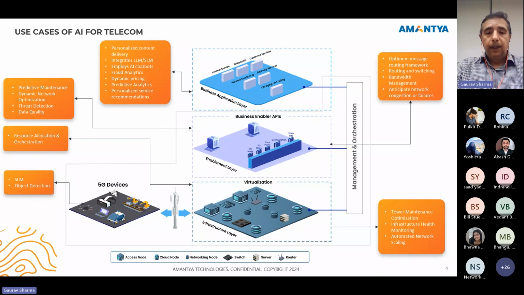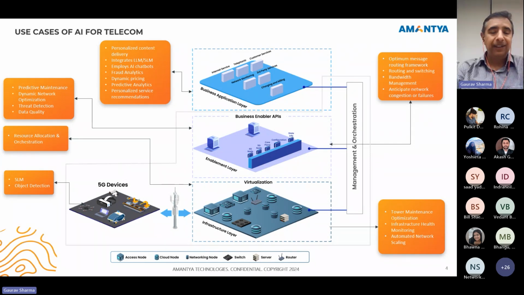The next layer on top of that is the enablement layer. And here again, there are a lot of use cases around AI. Very simple things like how do you optimize message routing? As I mentioned, with telecom networks, and especially with the newer telecom networks, there are so many dynamic things happening. Static rules are not going to take you that far.